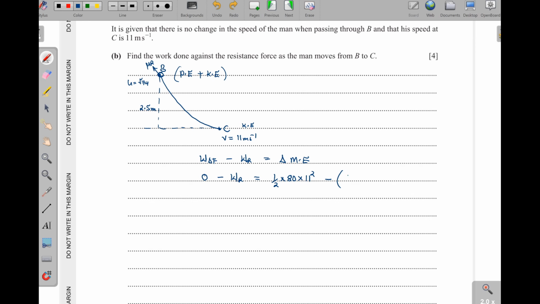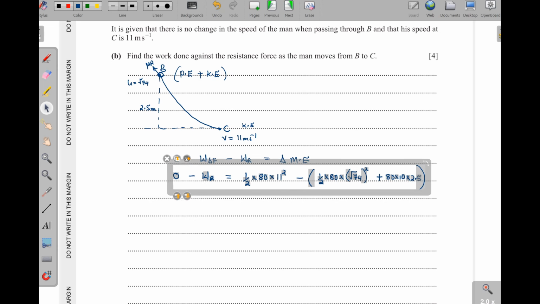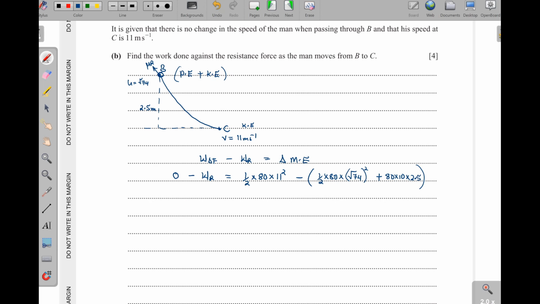Now the initial, I'm having these two here. So we have a half times 80, the kinetic energy. So we have root of 74, then we square. Remember the other value we got? Then plus mgh. So m is 80, times 10, and then the vertical height is this 2.5. Now, from here, we are in a position to get the value of work done.